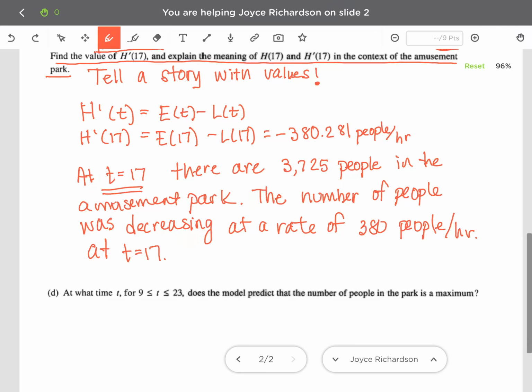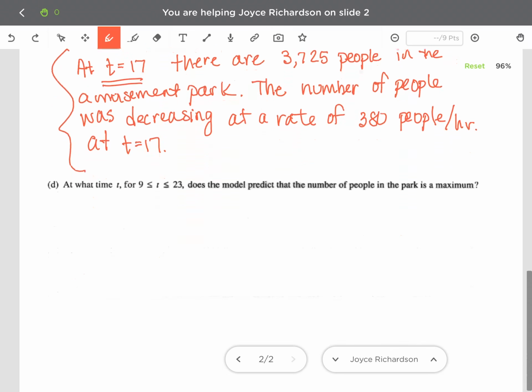That's it. I don't want to see h prime of 17 is this and h of 17 is this. Tell me what is going on. You're telling a story with the values. So please take note of this, because this will come up a ton. I want you to explain within the context of the question.